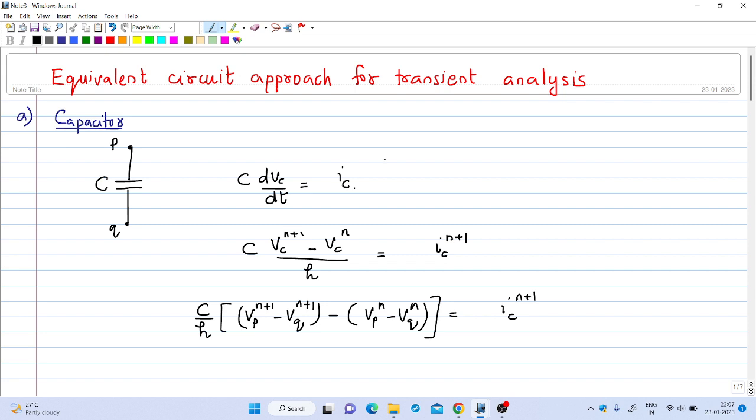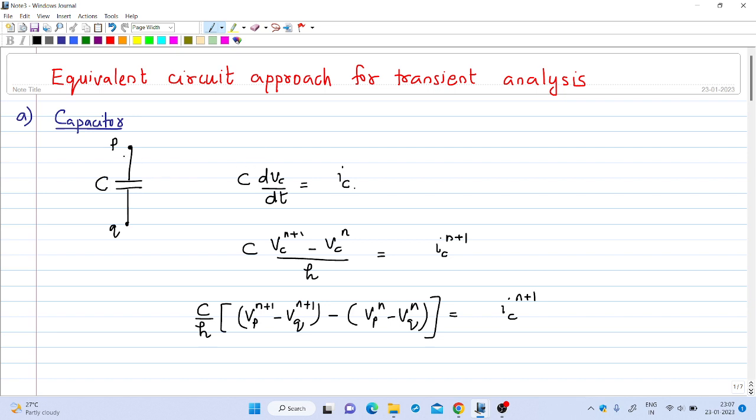And we have seen that the presence of capacitor and inductor in electric circuits necessitates this type of analysis. In this video, we will see how to replace a capacitor by an equivalent circuit. After getting the equivalent circuit, we can straight away write the equations. Similarly, we will see how to replace the inductance by an equivalent circuit, and from the equivalent circuit we will be able to directly write the transient analysis equations. So let us start with the capacitor.